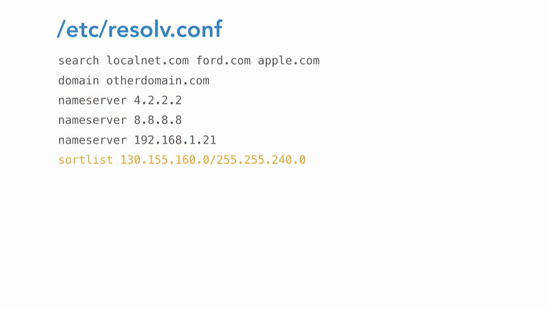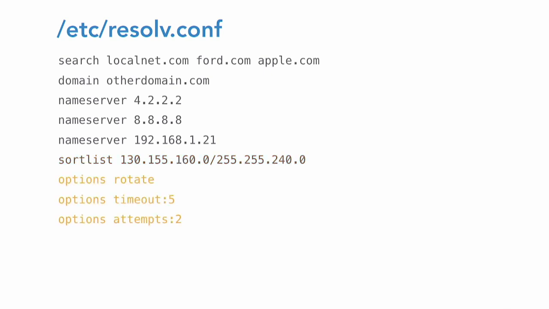For instance, if we had sortlist 130.155.160.0/255.255.240.0, it would allow addresses returned to be sorted in this network. There can be up to 10 network and subnet pairs. The last keyword in the first column is options.